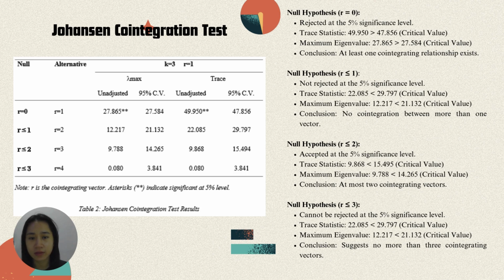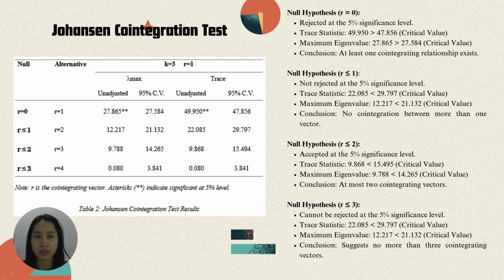This indicates that there is at least one cointegration relationship among the variables. For the null hypothesis r less than 1, the test results show that we fail to reject the null hypothesis. It has a trace statistic of 22.085, which is less than the critical value of 29.797, and the maximum eigenvalue of 12.217 is also smaller than the critical value of 21.132. This suggests that there is no cointegration beyond one vector.